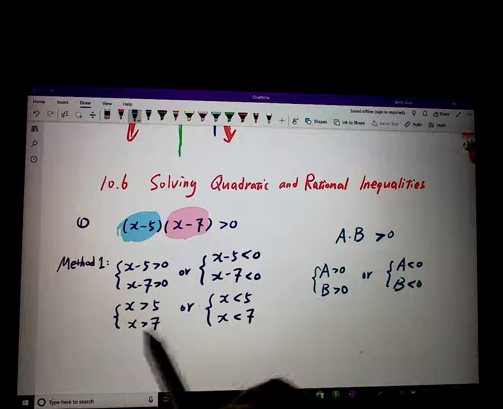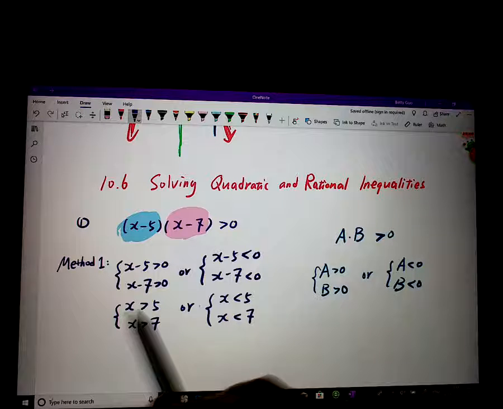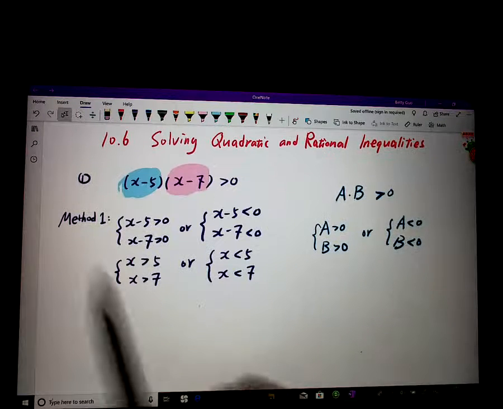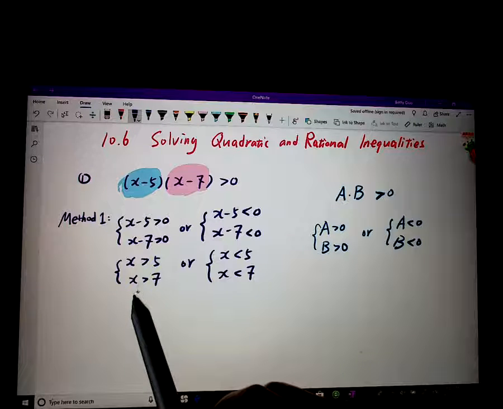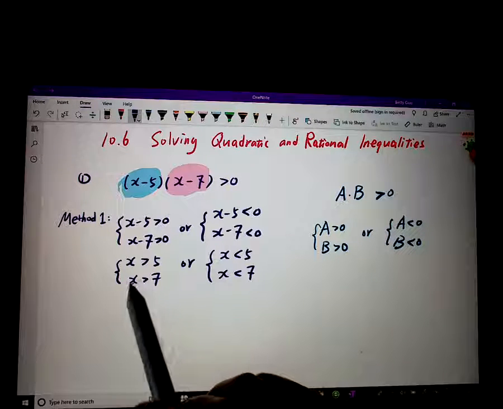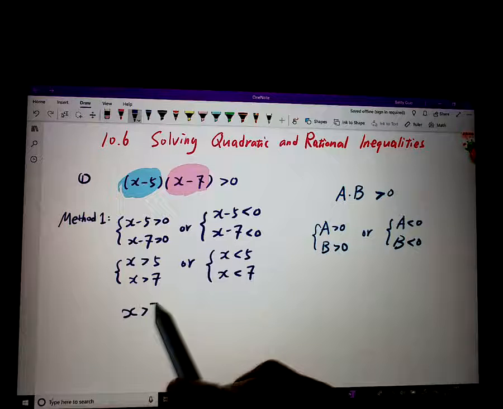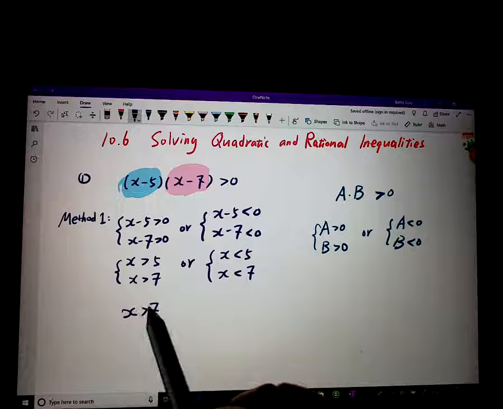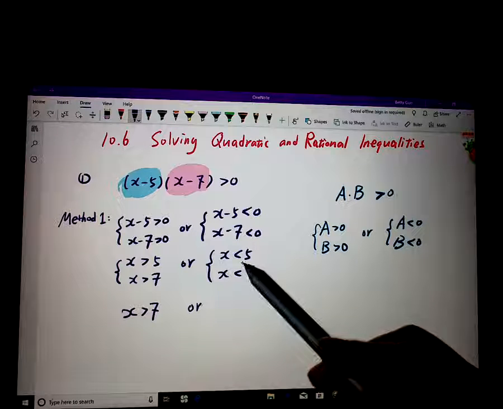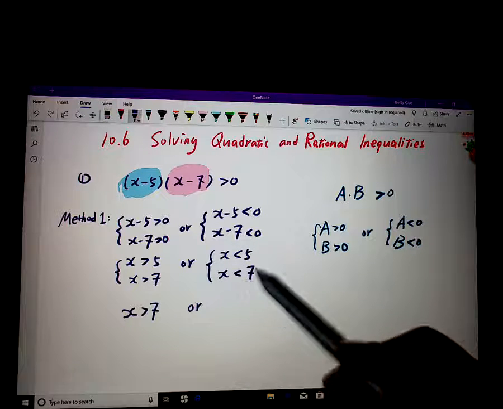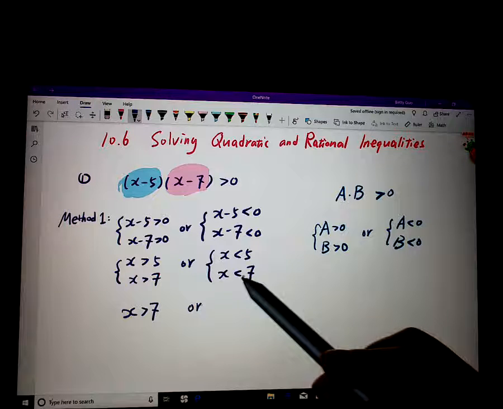How do we understand the solution set of the system? We need to find all the real numbers x which satisfy both inequalities. We are looking for real numbers bigger than 5 and also bigger than 7. Think about that. If the number is bigger than 7, would the number be bigger than 5 also? So the solution set of this system is x bigger than 7. Any number bigger than 7 is also bigger than 5. And for this system, we are looking for all the real numbers less than 5 and also less than 7. If the number is less than 5, then the number must be less than 7. You see what I'm saying?